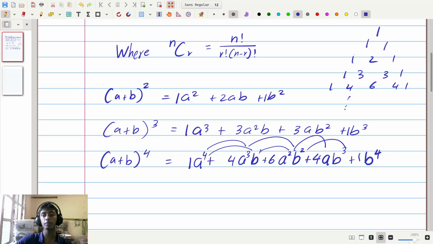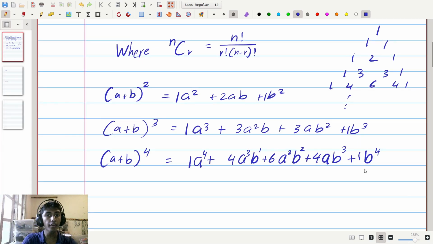We go up 1 for b, so we get b cubed. And finally, we go down 1 more for a: a to the power of 1 minus 1 becomes a to the power of 0. And b to the power of 3 plus 1 is going to be b to the power of 4. Now that we've covered the basics of the binomial expansion, let's move on to how it will be used within the exam.